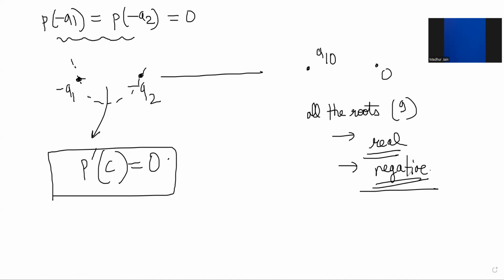Yes, sir. So third and fourth option, both are correct. All the roots of p dash x are real and they are negative. What you guys are saying is also correct only. It is just Rolle's theorem in an indirect way, what you are saying. The coefficients of p dash x are also positive and we can do the same thing again, right?